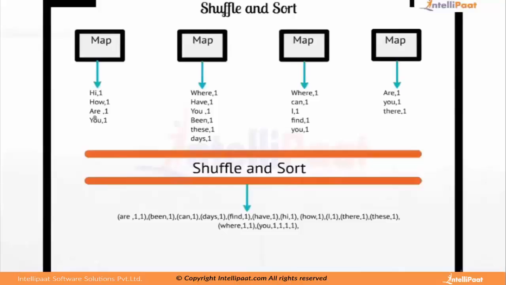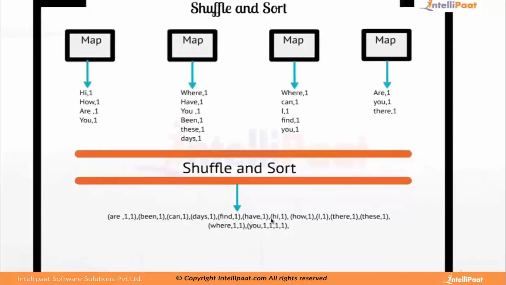So you get output from everywhere, and in shuffle and sort, what you do is you bring everything together and you sort it. So you say R is 1, comma 1. Been is 1, can is 1, days is 1, find is 1, have is 1, like this. Where is 1, comma 1. So you have where and there. So it's 1, comma 1. And U is U, comma 1, comma 1, comma 1, comma 1. So that's how you get this.